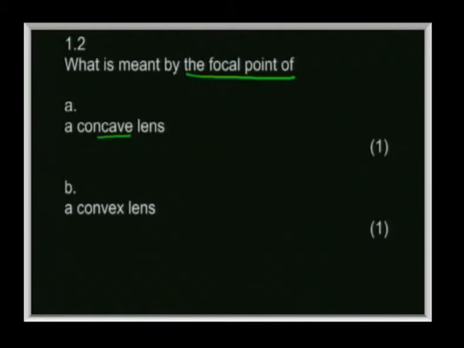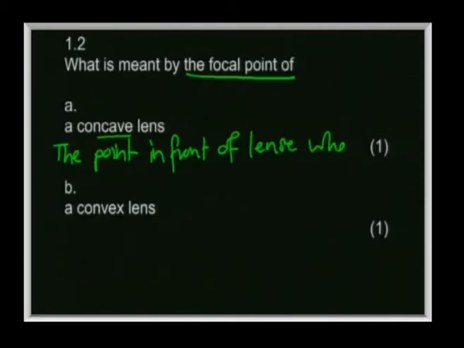So for a concave lens, it refers to the point in front of the lens where the light rays meet or converge.